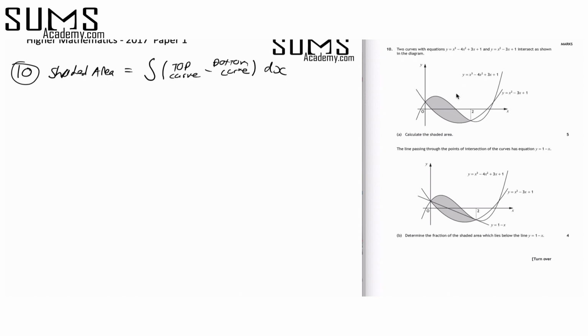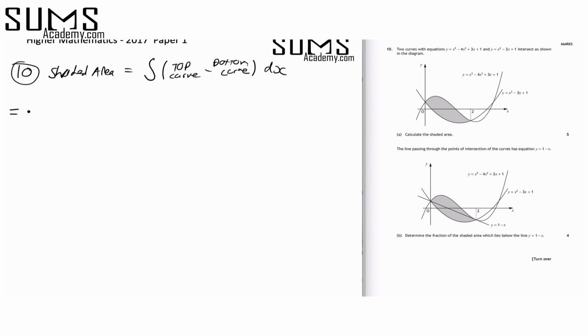Well, the top curve is going to be this one here, and we can see that this is a cubic shape, so it's going to be this equation here, and the bottom curve is this quadratic shape, and that is that equation there. So we can just start right off by substituting this in, and we can see the limits are between 0 and 2. Okay, so we're going to be working out the shaded area between these two curves between 0 and 2.